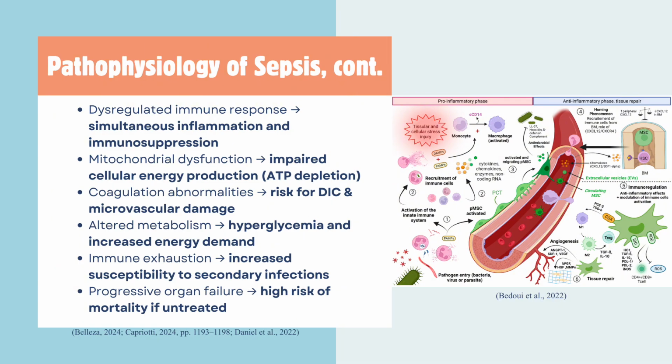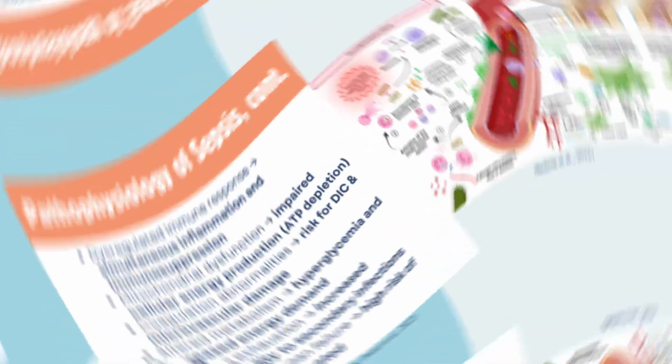Metabolic changes such as hyperglycemia and increased energy demand place additional stress on the body. Over time, the immune system becomes exhausted, making the patient more vulnerable to secondary infections. This combination of factors leads to progressive organ failure and significantly increases mortality risk if not treated promptly.